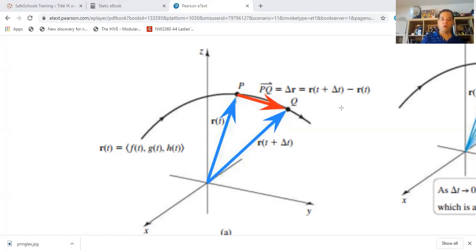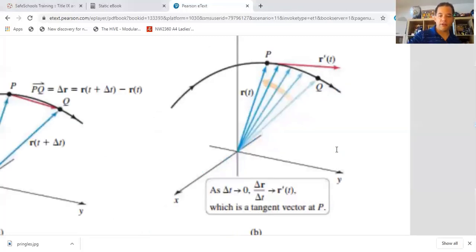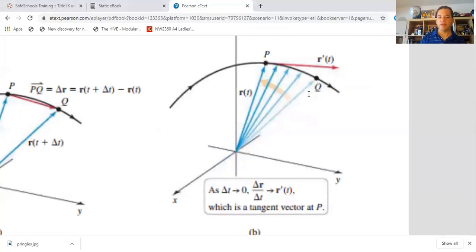So we want to know what that difference vector is when we divide it by delta t. Delta t is a constant, right? We divide it by the scalar delta t, or we multiply it by 1 over delta t. And what explains that is the picture on the right. For the picture on the right, you see what we're doing. These blue vectors are getting closer and closer to r of t.